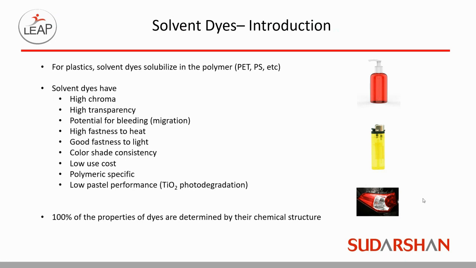So in previous talks we talked about the finishing of pigments, where 75% of the performance comes from the chemistry, and the remaining 25% of the performance comes from the finishing techniques that we put on. In this case, 100% of all of the properties are from that chemistry because these are not finished. So the color shade consistency is very good because it's all about the chemistry.